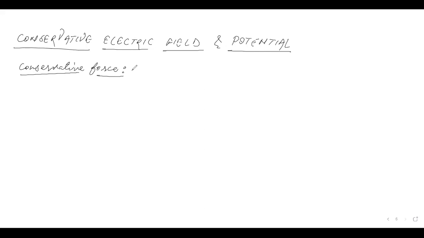These are the forces which are independent of the path. It only and only depends on initial and final positions.